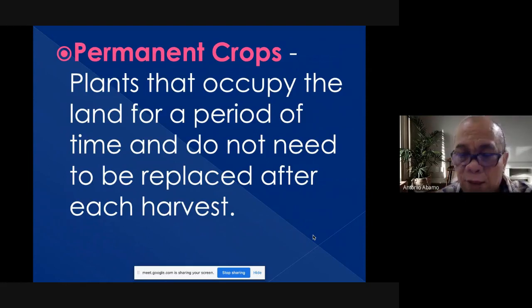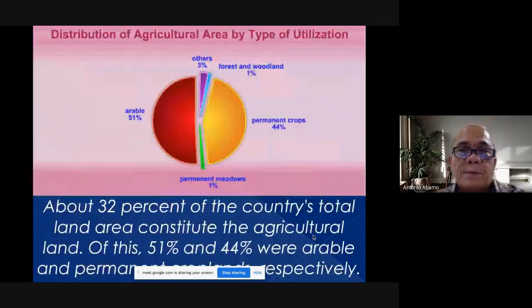No? Now in terms of land area utilization in the Philippines, 32% of the country's total land area is agricultural land. Katong ganina, na ay mga 9,000 kapin, no?